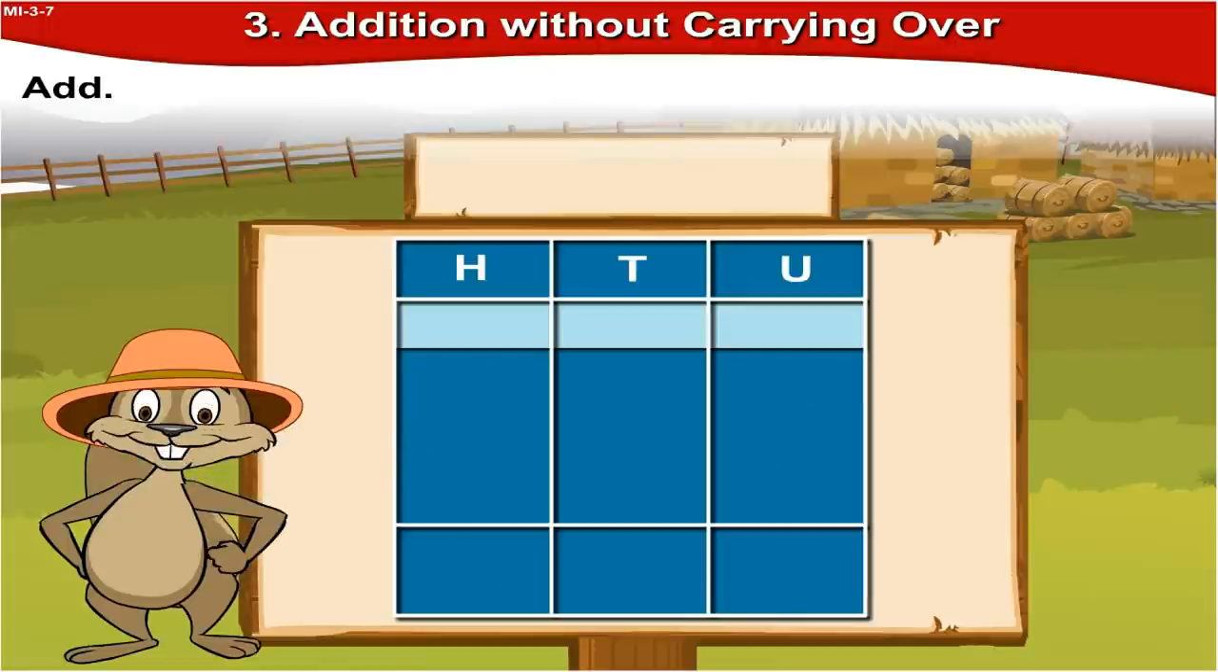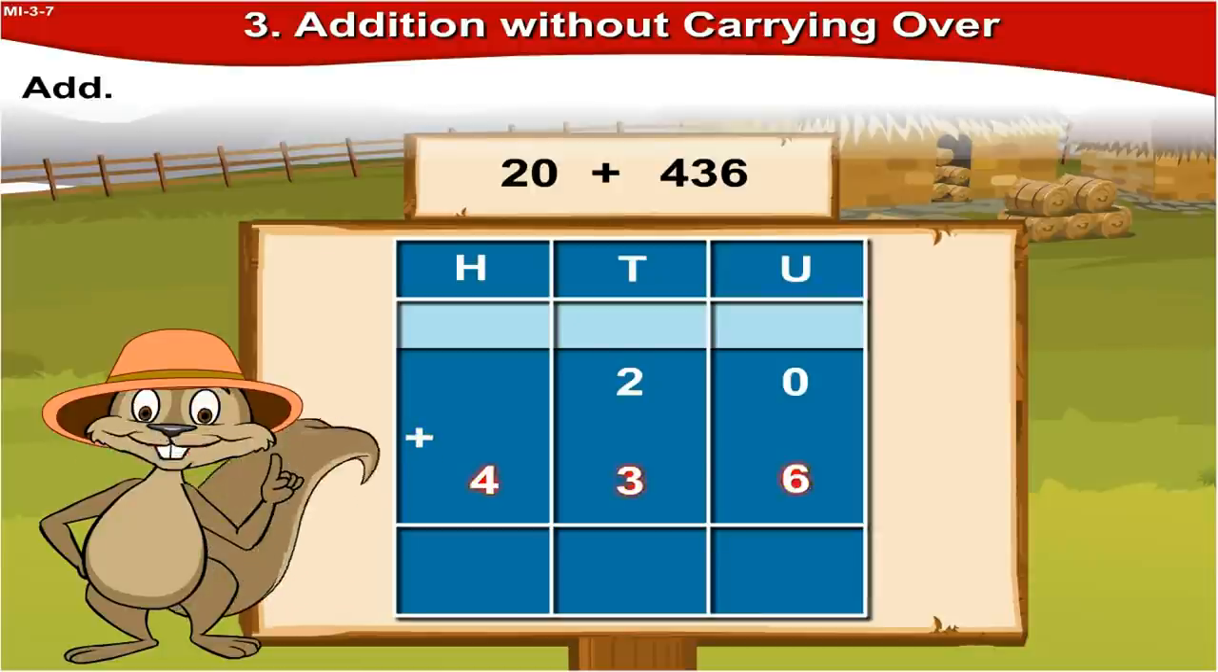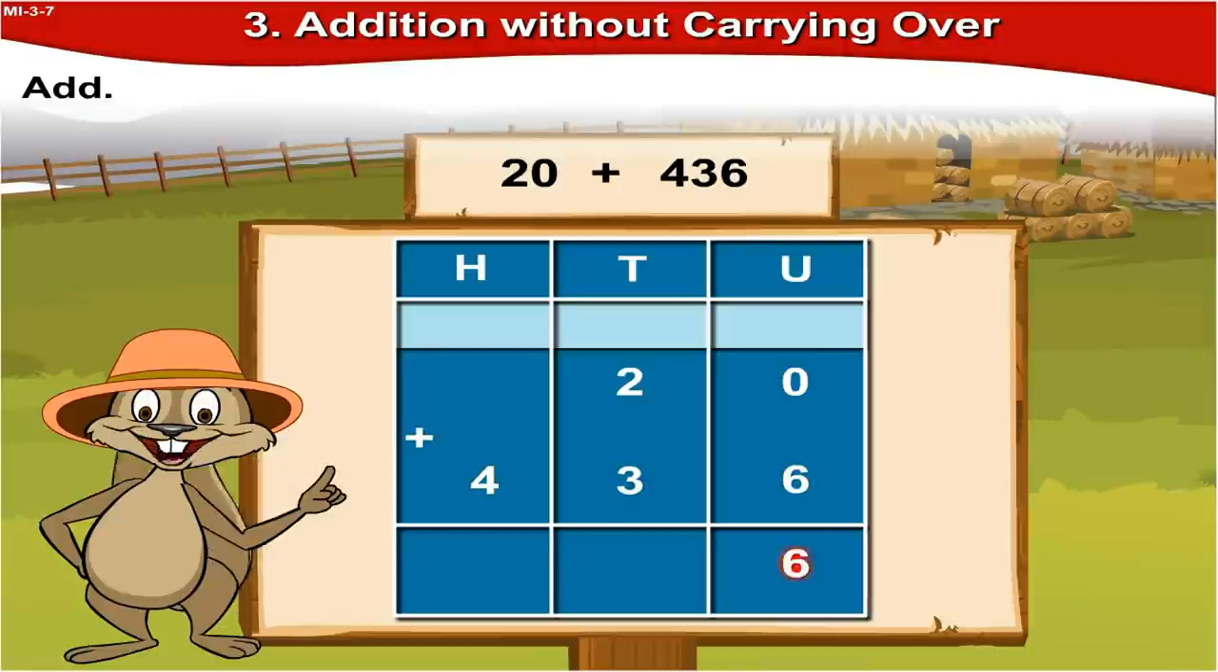Now, the next sum. 20 plus 436. First we will write HTU. Now 20 is 2 tens, 0 units, plus 436 is 400, 3 tens, 6 units. Well, 0 units plus 6 units is 6 units. In the tens column, 2 tens plus 3 tens is 5 tens. And in the hundreds column, we have 400. So it is 400, 5 tens and 6 units, which means it is 456.